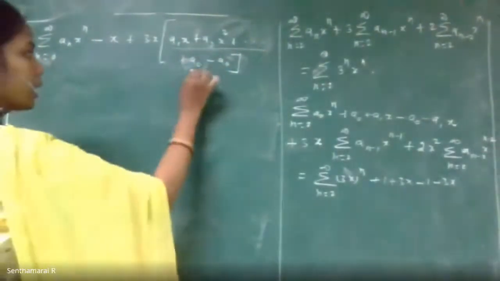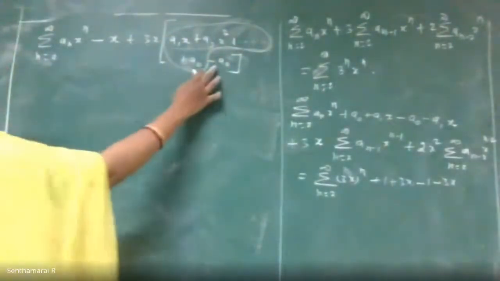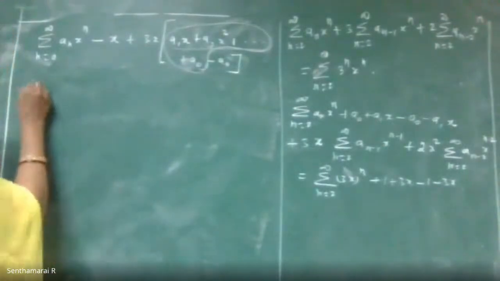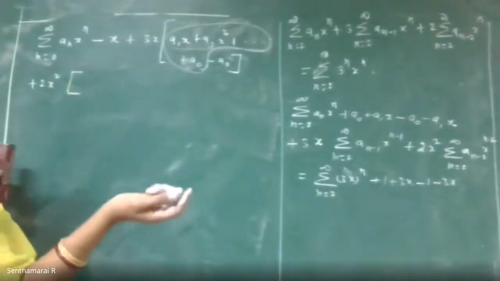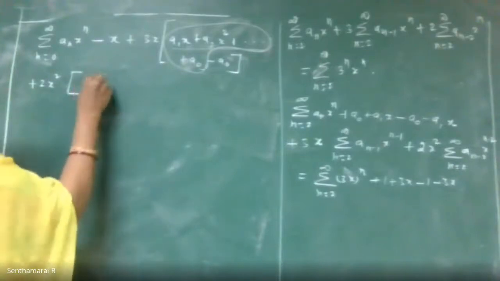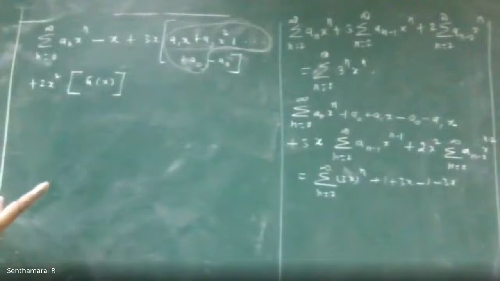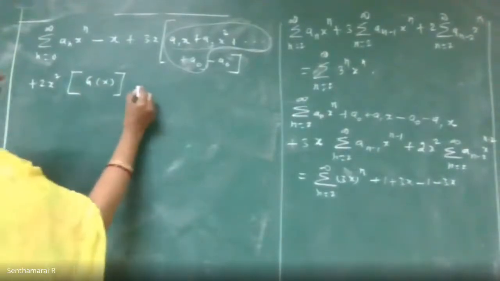So when I take the whole thing, this is nothing but g of x. So minus a naught alone separately. For the third thing, plus 2x squared into summation n equal to 2 to infinity, so that we can write it directly as g of x. You understood why I am writing the third term as g of x? I explained in the last problem. You understood it or not? Shall I replace that one as g of x directly?